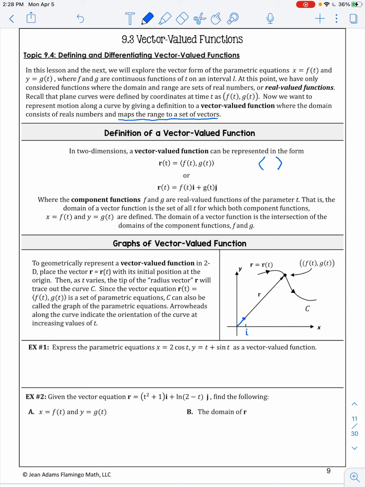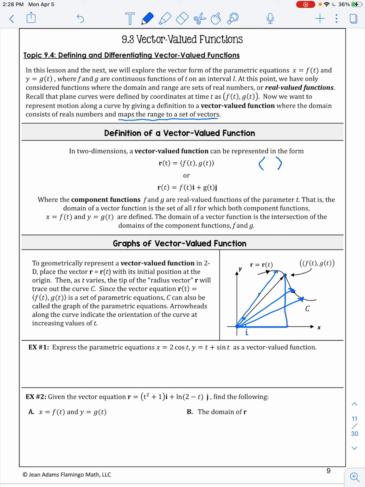And so basically, if we're talking about this point, f of t, g of t, it's f of t along the x-axis, and then g of t along the y-axis. And that's how you get to that vector. But you start the vector always at 0, 0, and then you go to that end point. And every single point on this curve C has a point f of t, g of t at the end of that vector, okay? And that's how it's formed.